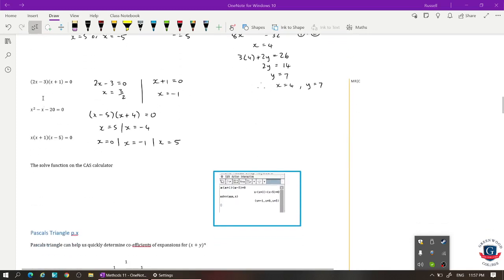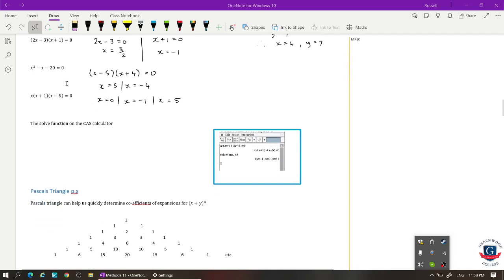Here's a second case of that. So we have (2x take 3) bracket (x plus 1). We would need 2x take 3 to be 0 or x plus 1 to be 0. So here's the 2x take 3 example. Add 3 to both sides, divide both sides by 2, you get x equals 3 over 2. For the x plus 1 to be 0, subtract 1 from both sides, you get x equals negative 1.